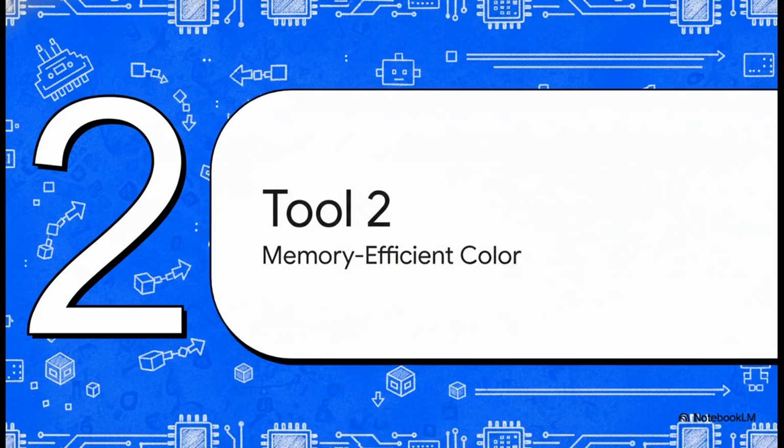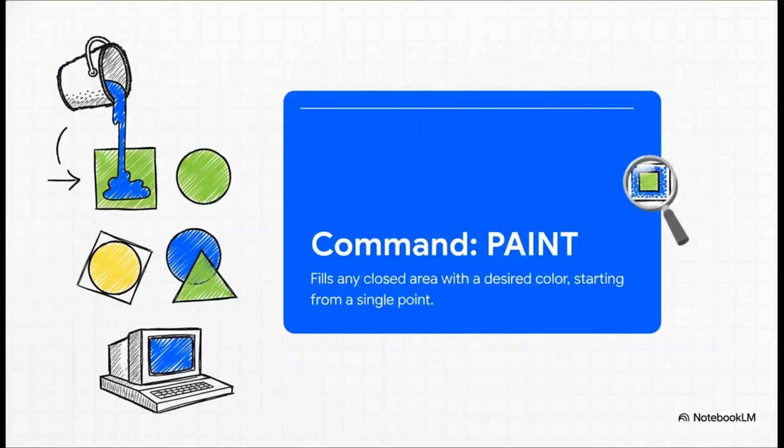This one solves one of the biggest challenges of the entire 8-bit era, managing that incredibly limited memory. Back then, every single byte counted. The PAINT command is beautifully simple. You draw a closed shape, you pick a point inside it, and bam, PAINT flood fills the entire area with color. It's basically the digital equivalent of a paint bucket tool.